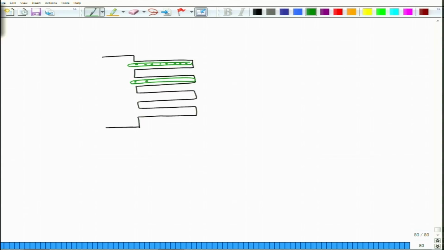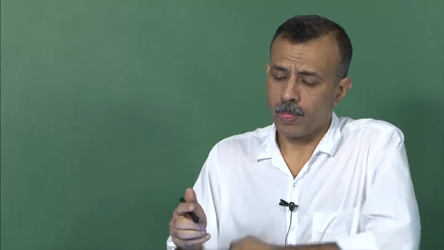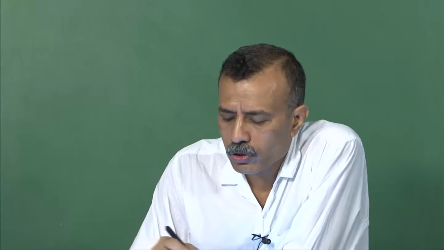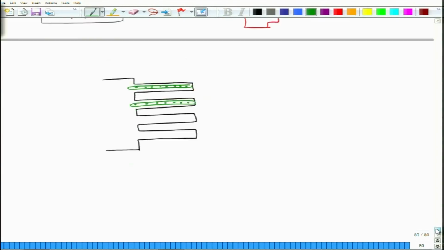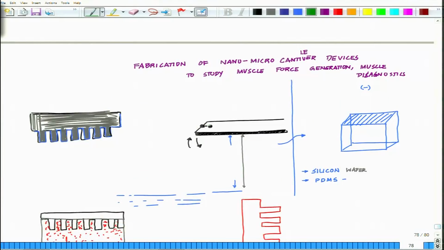So these myotubes will start generating force. They will be contracting either in the presence of some drug or something, or all by themselves at times. Okay. Once these myotubes contract, what will happen? Exactly the same situation as I told you. If this is a myotube sitting on top of it, this cantilever is going to vibrate at a certain frequency.